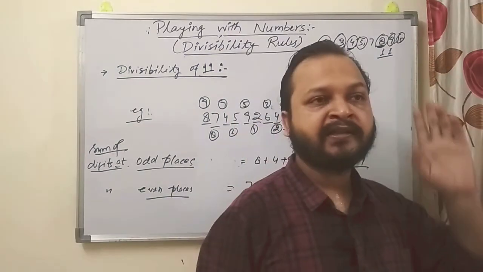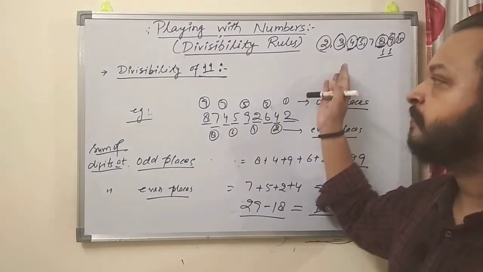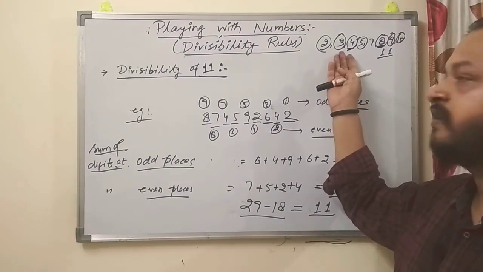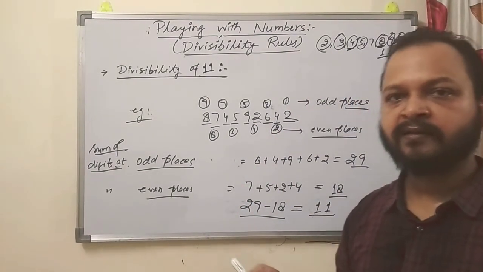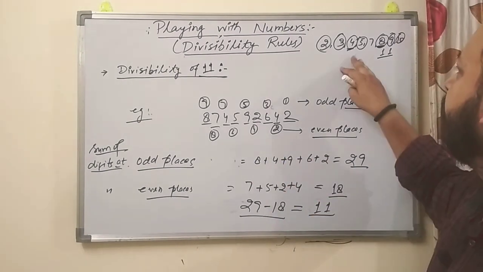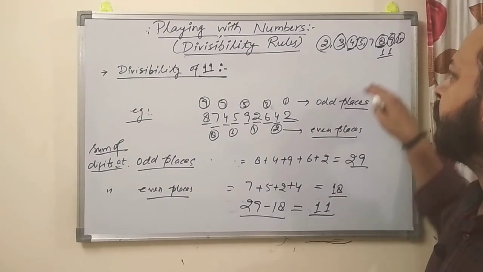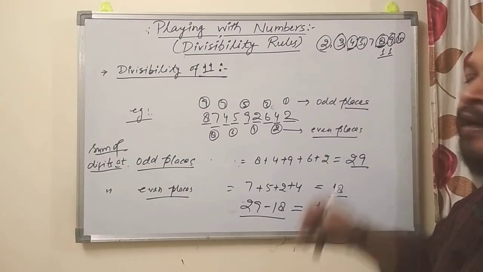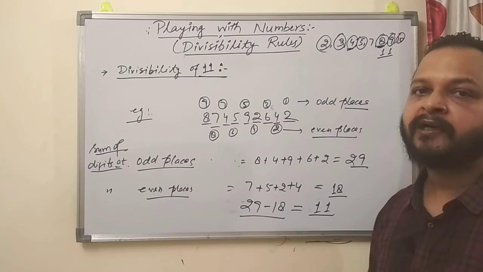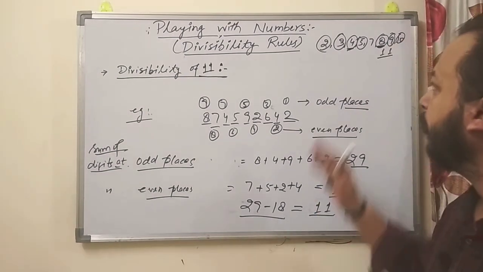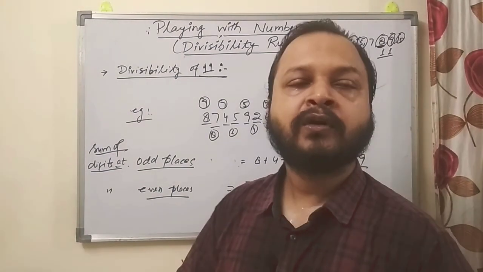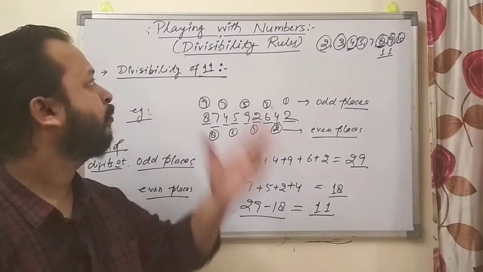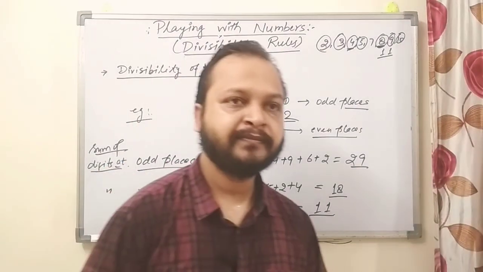Here we have not mentioned the divisibility rule of 6, because any number which is divisible by both 2 and 3 is divisible by 6. For the divisibility rule of 12, if the number is divisible by both 3 and 4, then that particular number is divisible by 12, right? So now we have completed the divisibility rules under the Playing with Numbers chapter.